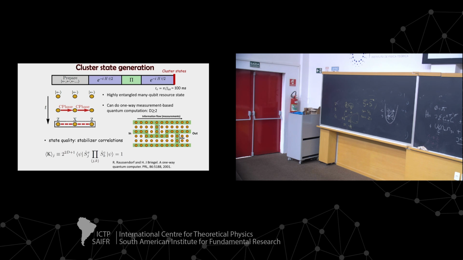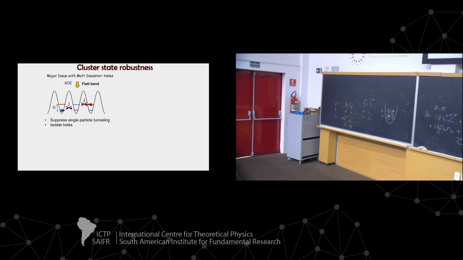This state is characterized by some type of stabilizers. A stabilizer at atom j is the product of Sx for this atom j and the Sz in all the neighbors. A cluster state is characterized by a state that has stabilizers equal to 1. That's the characteristic of the cluster state. After you prepare the state and compute the stabilizers, you can show that it is 1.